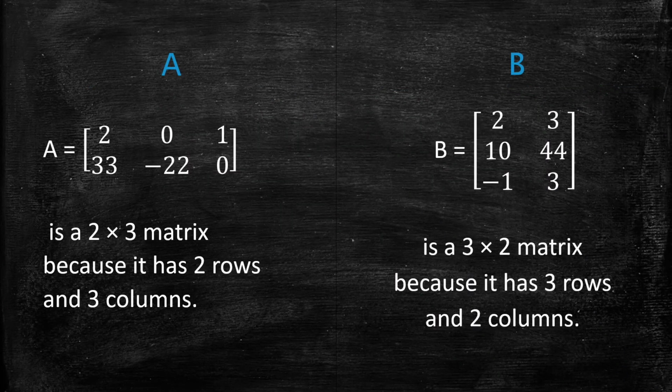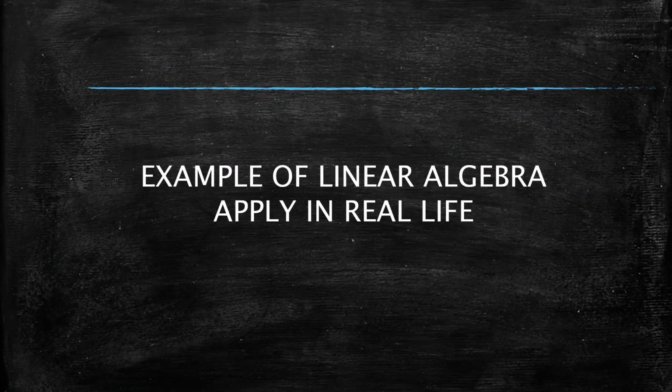On the left side, you can see matrix A as an example. A is a 2 times 3 matrix because it has 2 rows and 3 columns. On the right side, you can see matrix B. B is a 3 times 2 matrix because it has 3 rows and 2 columns. Example of linear algebra applied in real life.